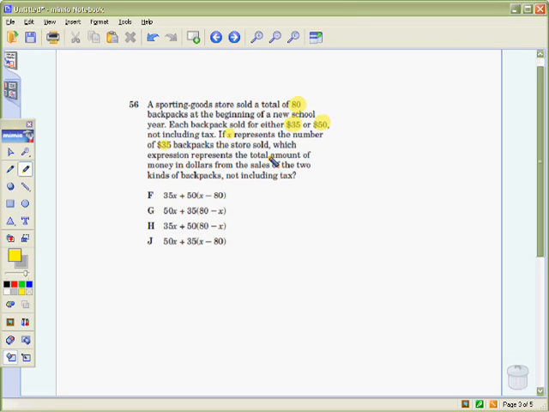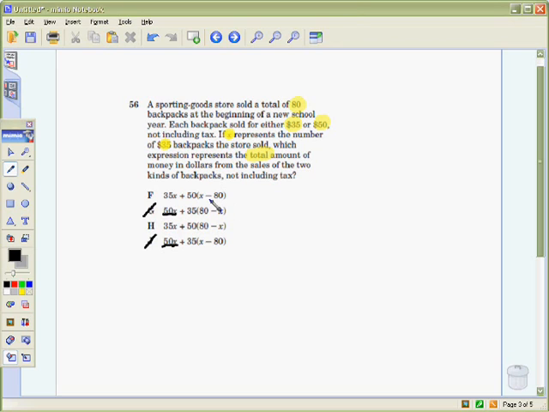So since I'm looking for the total amount, somewhere down here in this expression, $35 has to be associated with X. That means that G or J cannot be correct because here we have 50 being associated with X, and the same with G. So far I have F or H can be correct because I have $35 that's associated with X. Since I'm looking for the total, $35 times X number of backpacks is going to give me how much I have total for $35 backpacks.